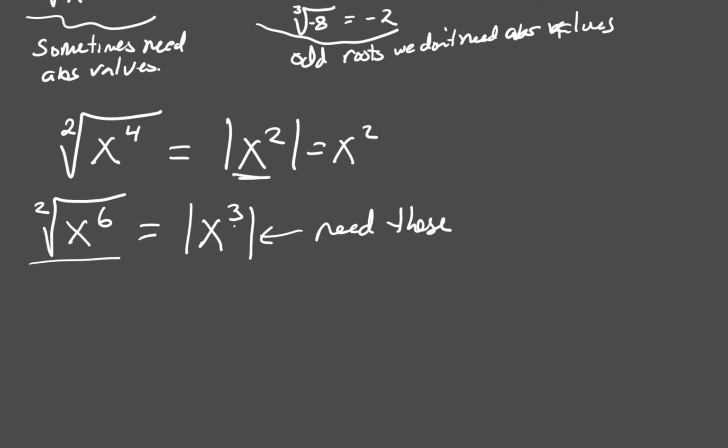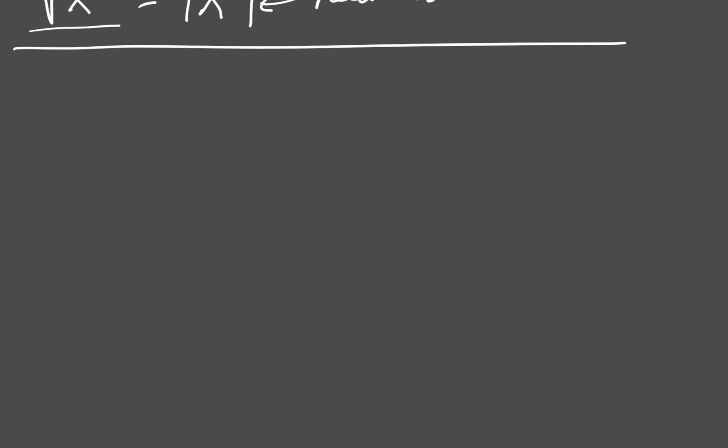Okay, so those absolute values can be a little tricky, but you only really have to worry about them when you're dealing with even roots. Then you just have to think, could this number that I have in the absolute values be positive or negative? Well, if it could be either one, I need them. If it's always going to be positive, like x squared was always going to be positive here, we don't need them.